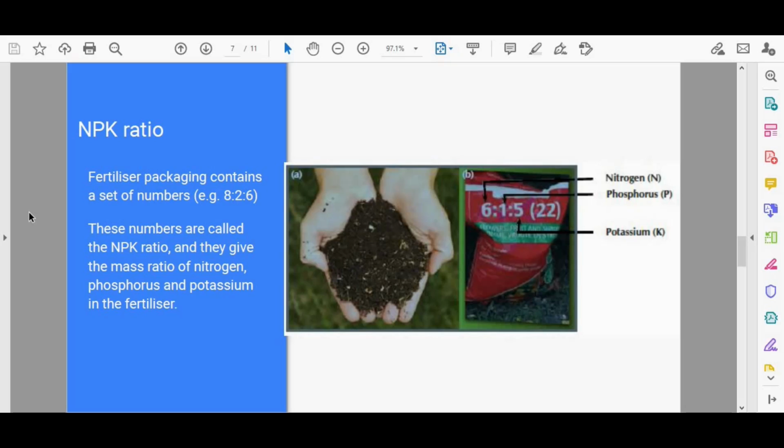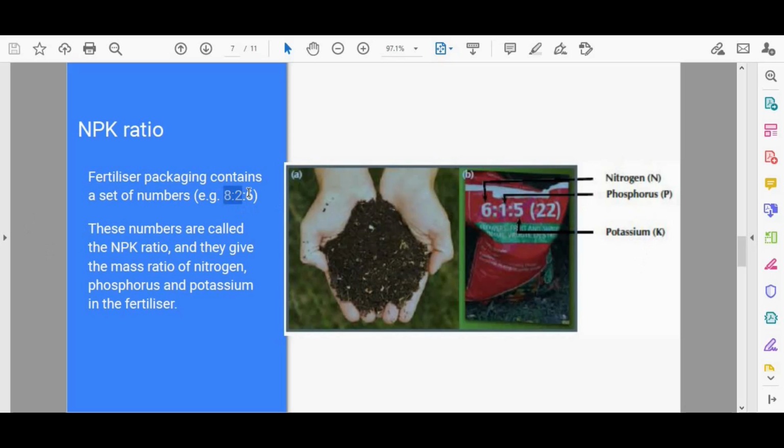What you must know is that it's called the NPK ratio, and that's because it is nitrogen, phosphate, or phosphorus, and potassium. And it's in that exact order. So the 6 would be your nitrogen, the 1 would be your phosphorus, and the 5 would be your potassium, as in the picture over here.